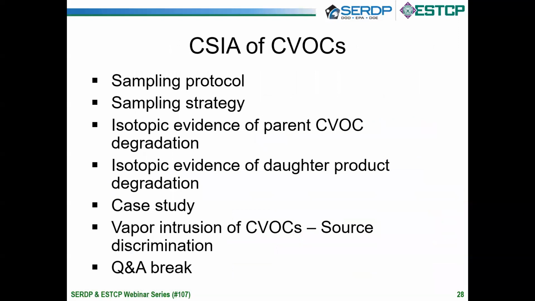So how do we sample for these? What are some strategies? Can we look at daughter product degradation? I'm going to run through that now and then just finish up before the first Q&A period with a case study, and then a little bit on vapor intrusion. There's some really nice work supported by SERDP ESTCP that's looking at ways to forensically look at vapor intrusion using CSIA.